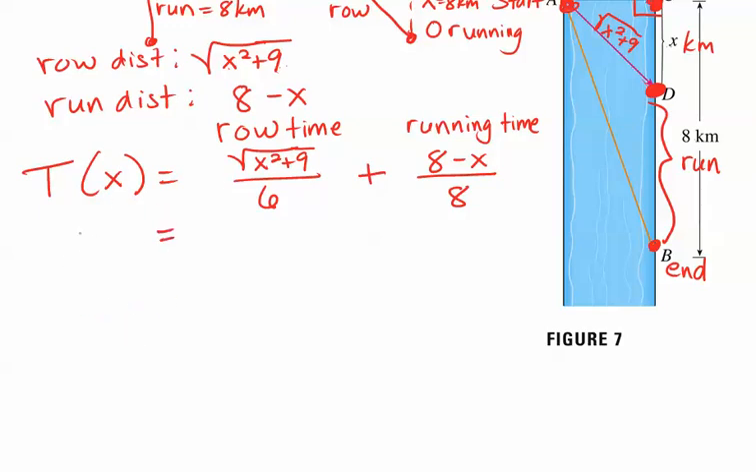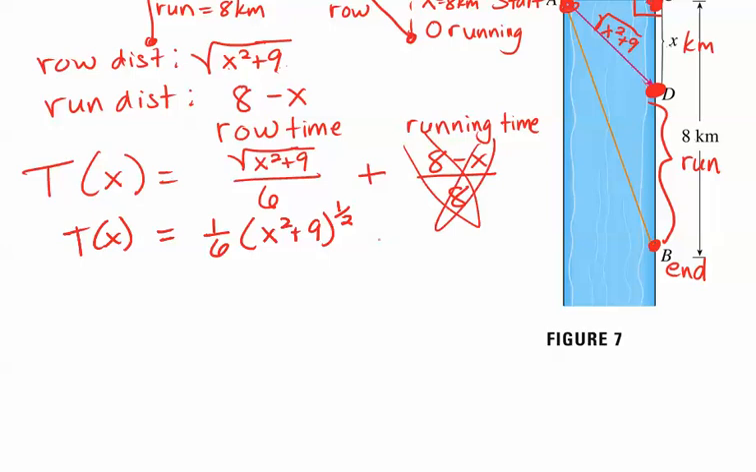So let me just write t of x in a little bit different format here that you might find easier for differentiating. Let's write this square root as a 1/2 power. And let's split this up into 2 separate terms with a common denominator. So 8 over 8 is 1 minus 1/8 of x. Okay, so this is our formula, the time for any value of x that you would pick. Okay, so what are our critical numbers?